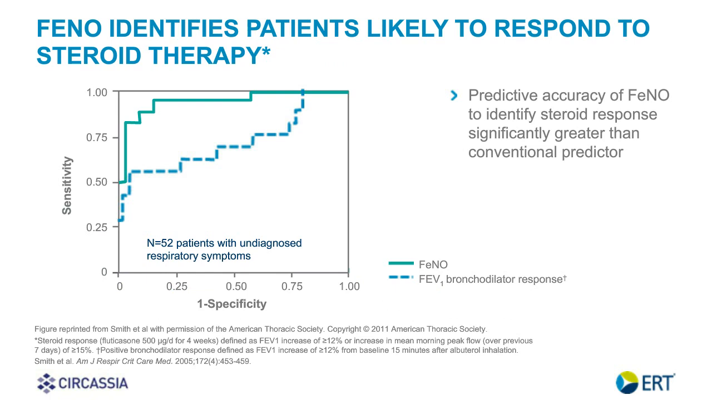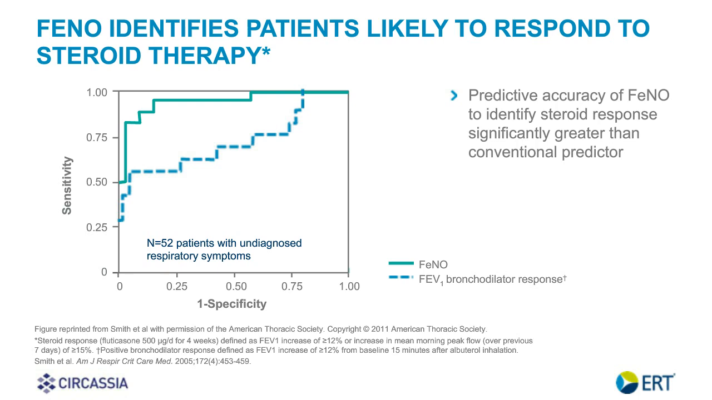Another thing that FeNO can do is predict who's likely to respond to inhaled corticosteroids. Oftentimes it's a clinical question, but also a question that we see in research, that you want to predict who's going to respond to your treatment, whether that's an anti-inflammatory, for example, a steroid, or another anti-inflammatory, such as a biologic. FeNO could help identify those patients who are going to respond.